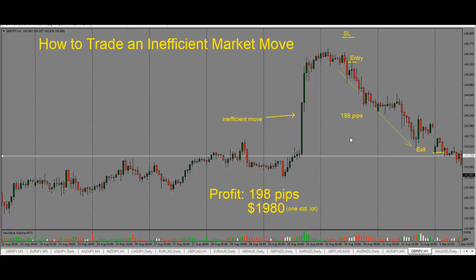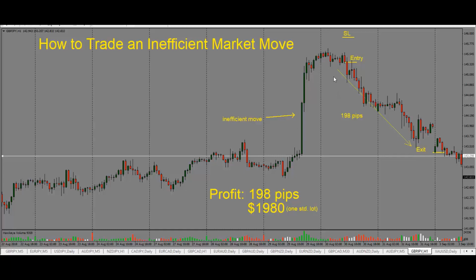So that's how we would trade an inefficient market move. So just to recap here, an inefficient market move is when price moves up suddenly, or it could be to the downside. In this example, this is a bullish inefficient move here. And then we're waiting for price to stabilize. Once we see that price has not moved up higher, there's no more momentum left in that move, we're looking to trade the price in the opposite direction of this initial move.